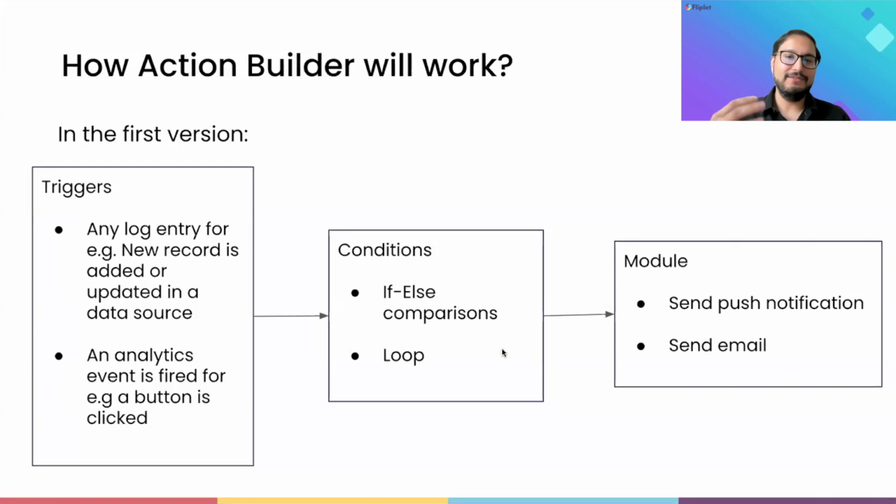And the loop is useful when you have a large amount of data and you want to loop through the large set of data and figure out what operations you want to run on every single record. And the modules are the end result that happens. So you can combine these and get an action built. The first ones we're starting off with are sending a push notification or sending an email.